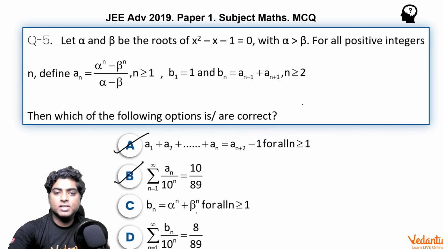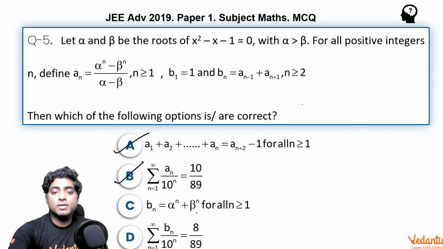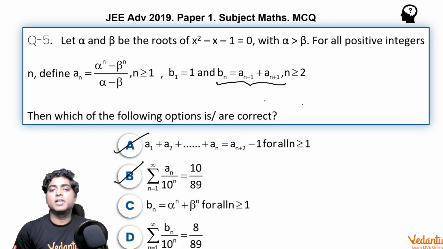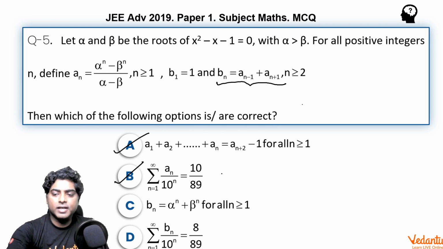Coming to option C, this is very interesting. Option C, bn is equal to alpha raised power n plus beta raised power n. Is it correct? Now bn is defined as an minus 1 plus an plus 1, and the bn's are separate from the an's we have been using in options A and B.